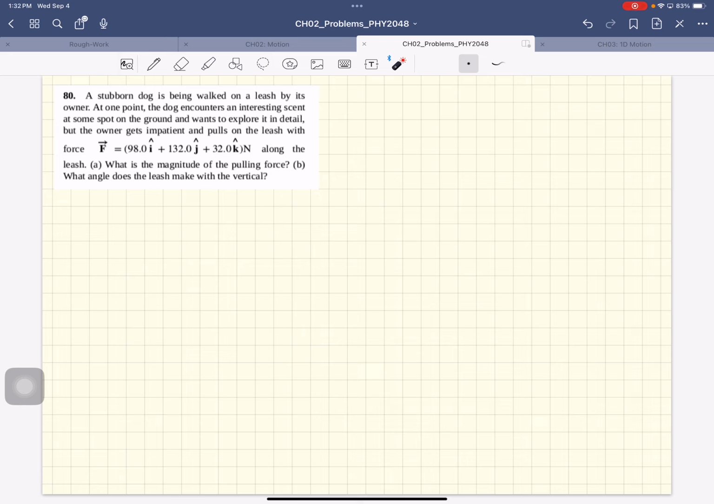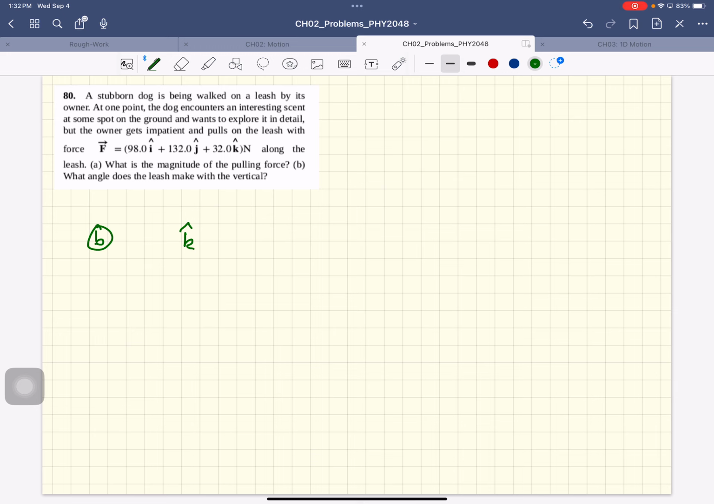Okay, so we'll do this. So we'll do part B. Now it says what angle does the leash make with the vertical. So you need a vector in the vertical direction, and here's the vector we'll use. What is k? It's a unit vector, and it's pointing in the z direction.